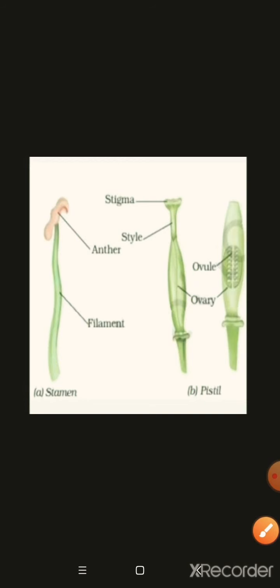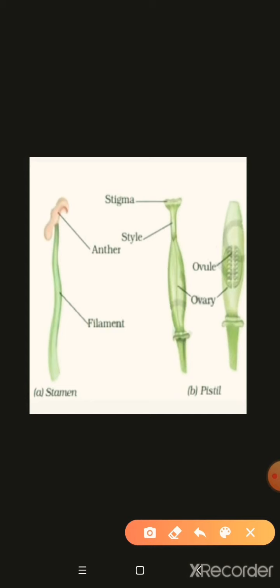When we take the vertical section of the hibiscus flower with the help of a sharp blade, by cutting the flower vertically from stigma to pedicel, we can see the ovules present in the ovary. This is a vertical section of the carpel.